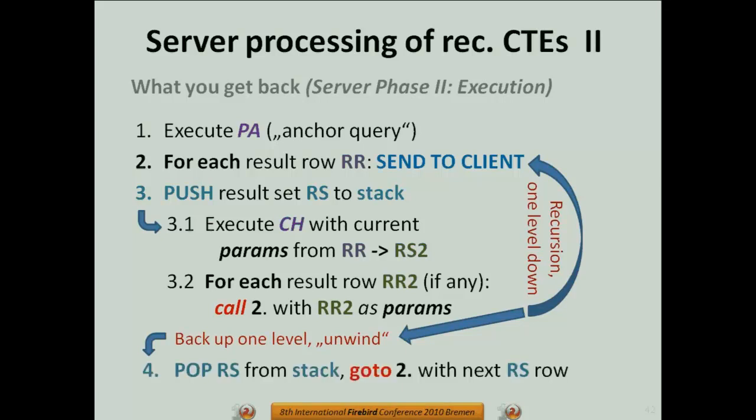which means that we go back to the level that we were before by popping the result set off the stack, and then we go to here with the next row of that result set. So this is actually just a plain loop. This is no recursion call. This is just a loop through a level of children.